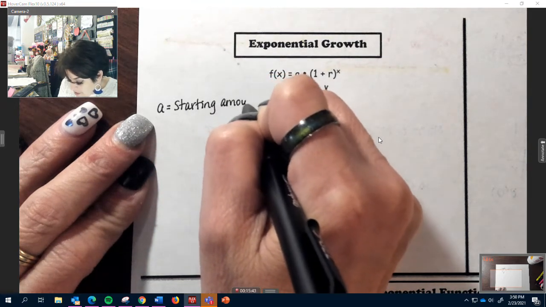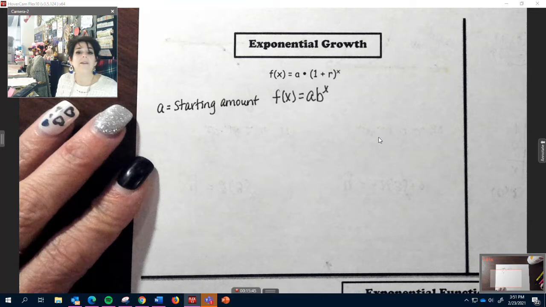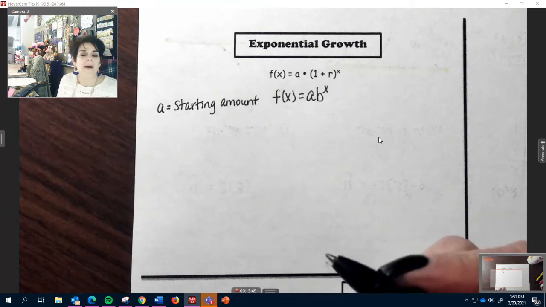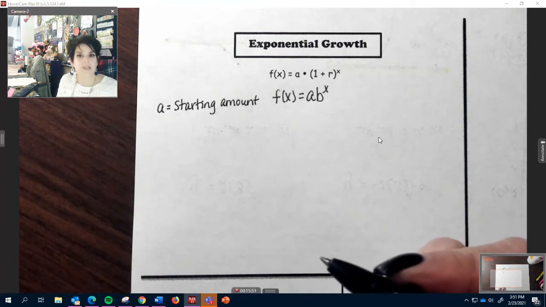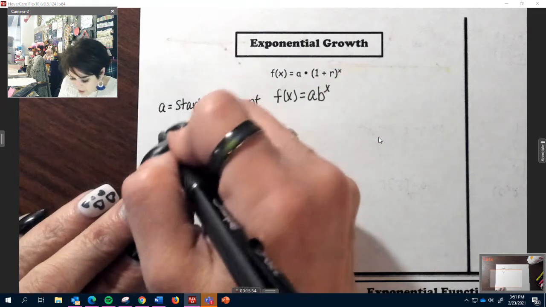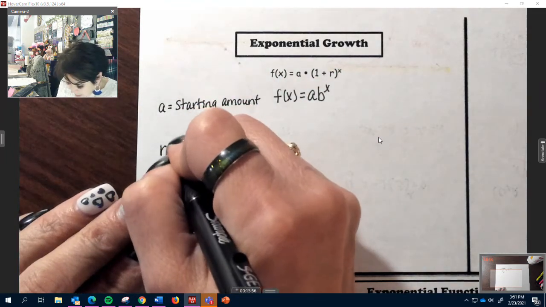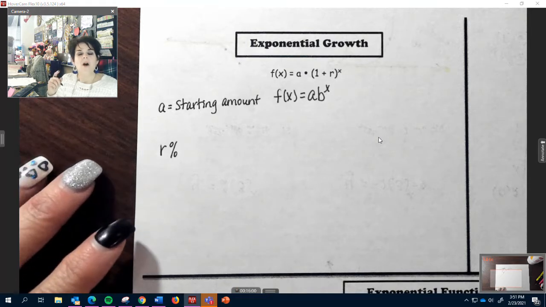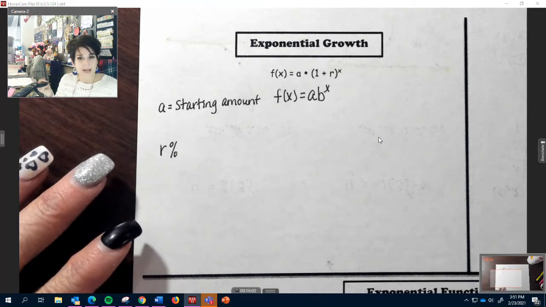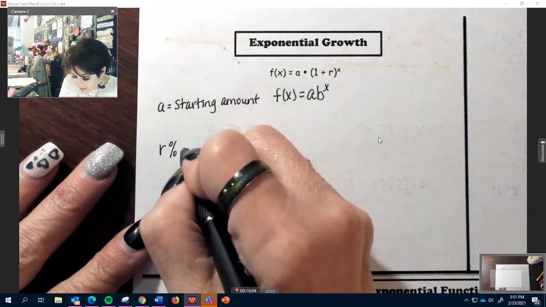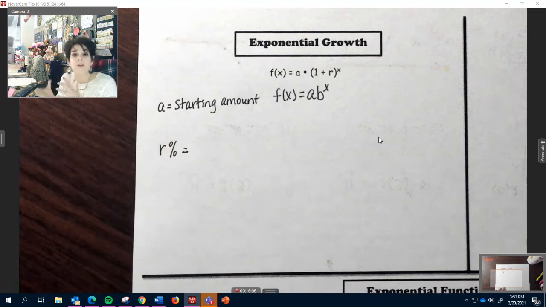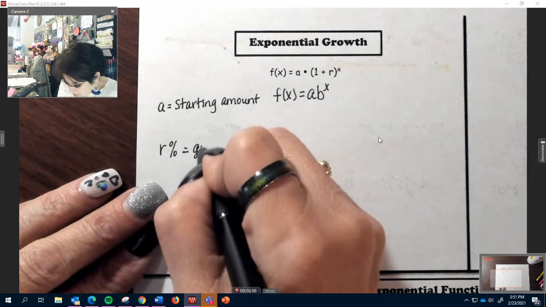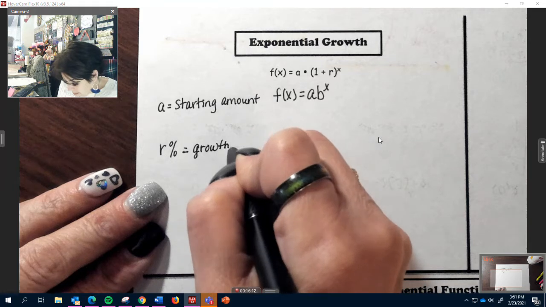So on these, you're going to have things like, I go out and I buy a car for $50,000. That's the starting amount of the car. I buy a house for $250,000. That's the starting amount of the house. But you're also going to have a percent. That percent's going to be R. R is going to be the rate that it's either growing or decaying at, what it's increasing at or decreasing at. So we're going to call this the growth percentage.